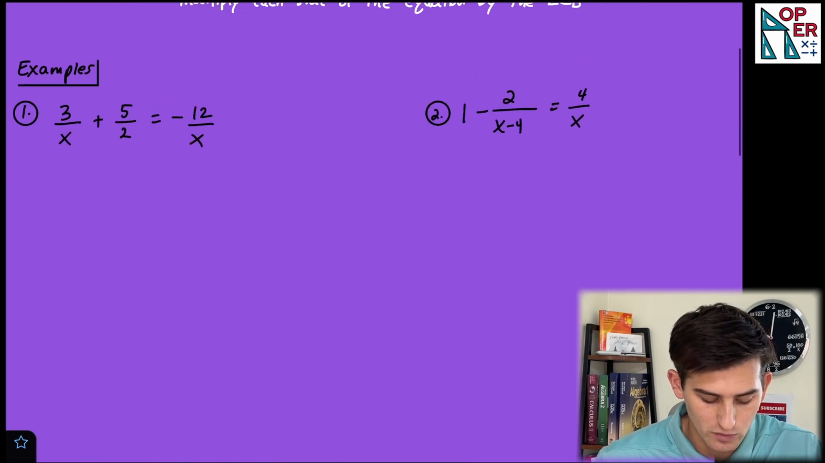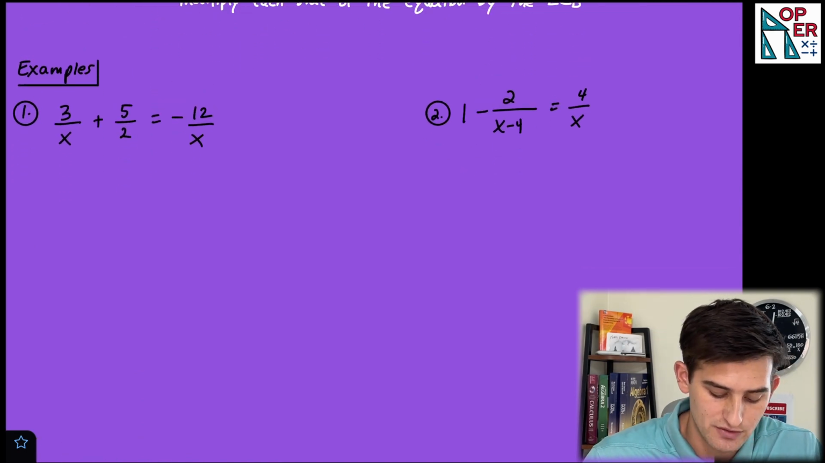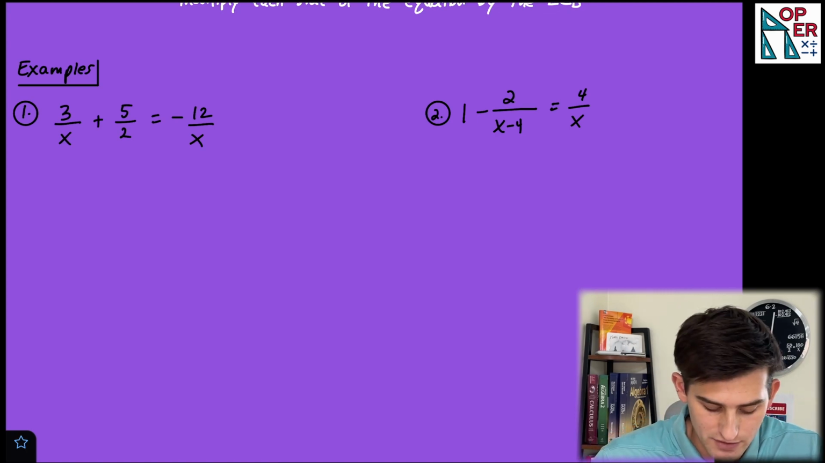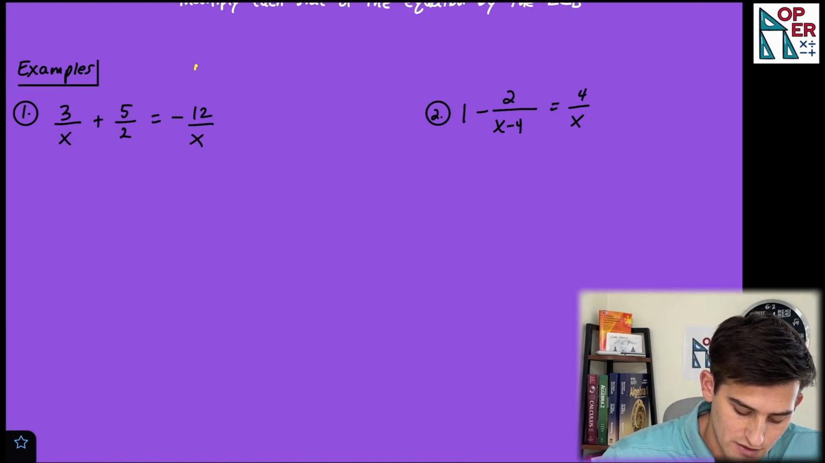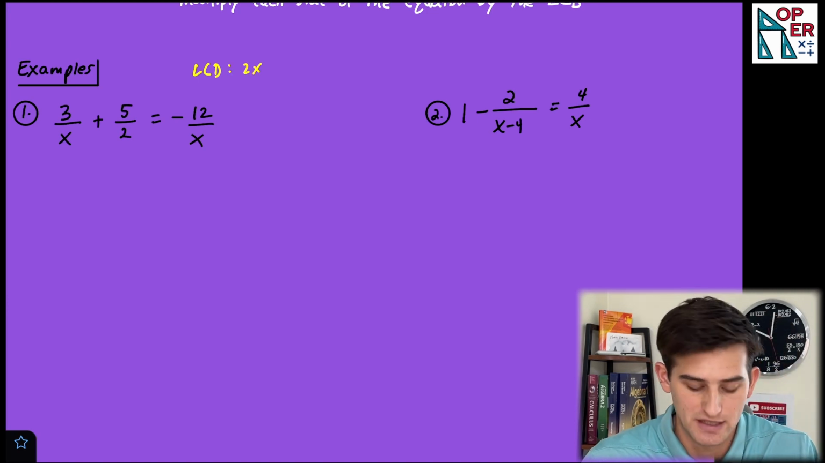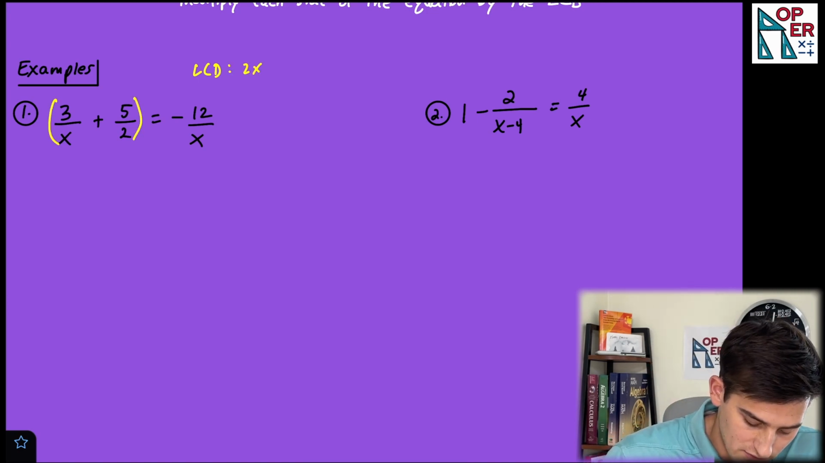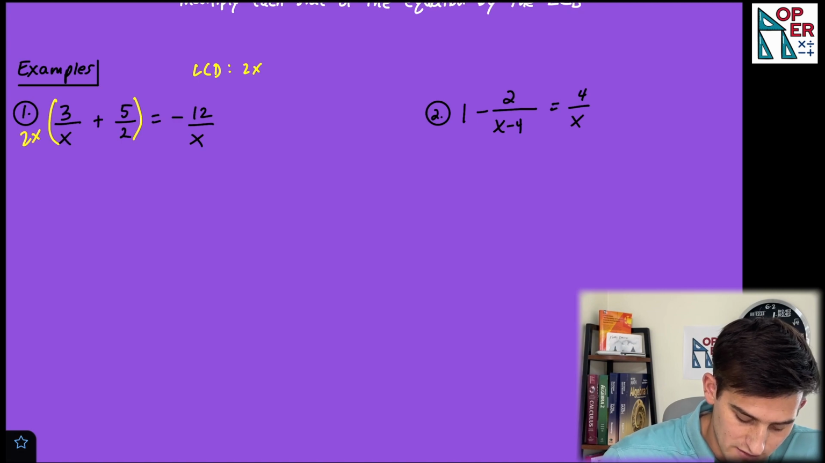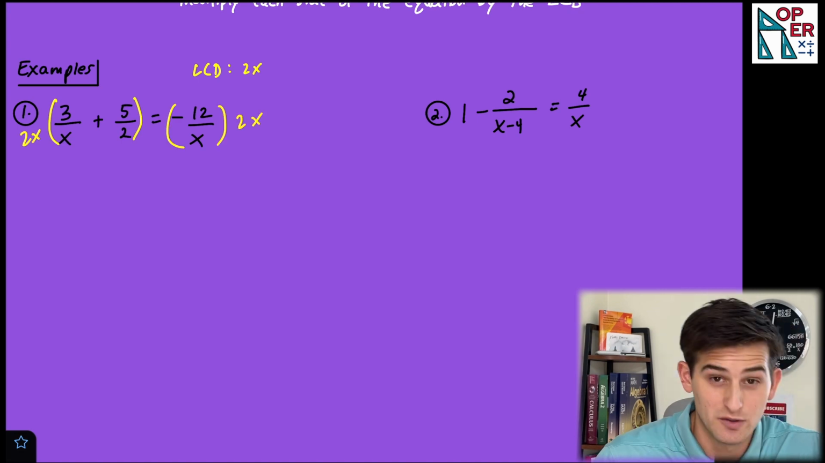All right, so example number one, we have 3 over x plus 5 over 2 equals negative 12 over x. So if we notice our two denominators, we have an x and a 2. So our LCD would just be 2x, right? 2 times x. So I'm going to multiply over here. Let's multiply by 2x. And same thing over here, multiply by 2x.